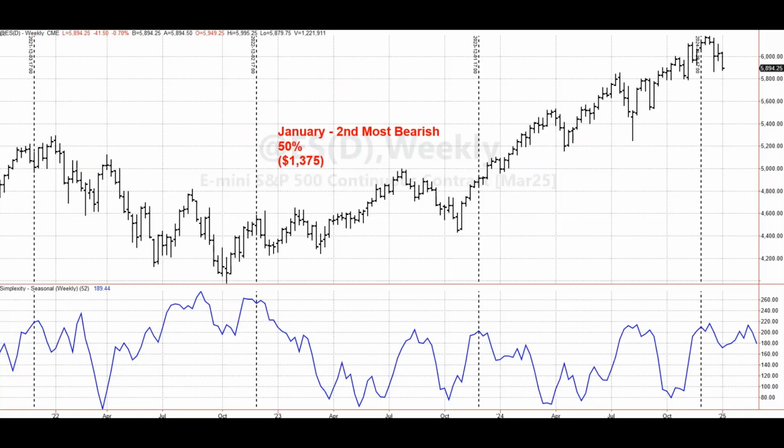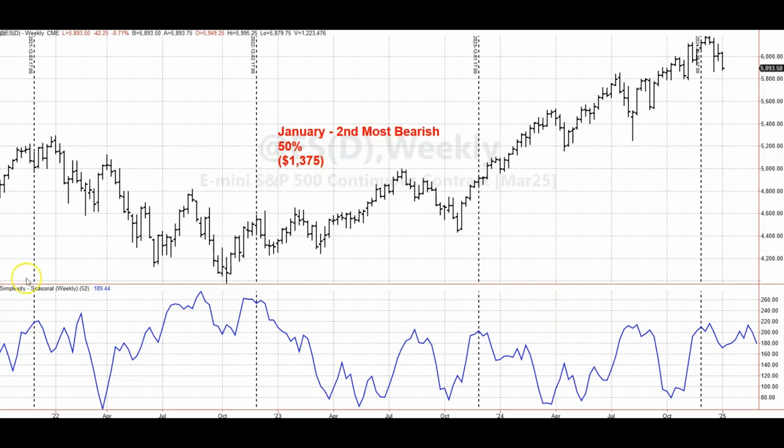And as always, here is our look at the stocks with the S&P E-minis. January is historically the second most bearish month of the year. It's only finished higher than it has opened 50% of the time, and it's only a $1,375 loss, which is basically even when you consider this is over 20 years in a back test. But considering the upward drift of the stock markets, this is a pretty bad return.